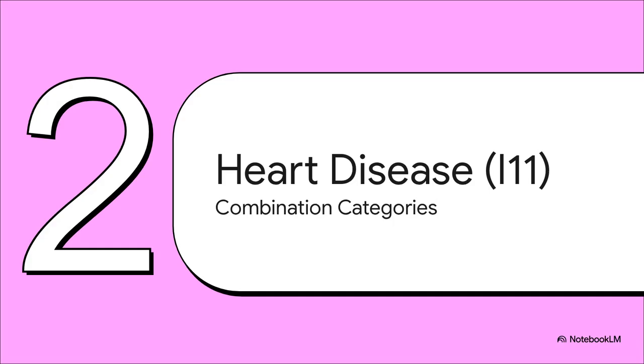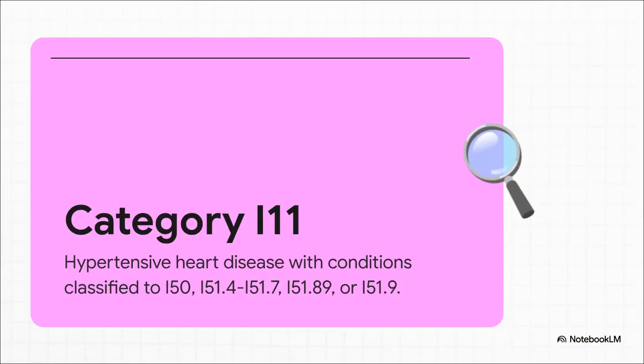All right, moving on to our first combination category, hypertensive heart disease, which is category I-11. This specific category kicks in when our hypertension magnet pulls in certain heart conditions, like heart failure or myocarditis, specifically those classified to I-50 or the I-51 subcategories.